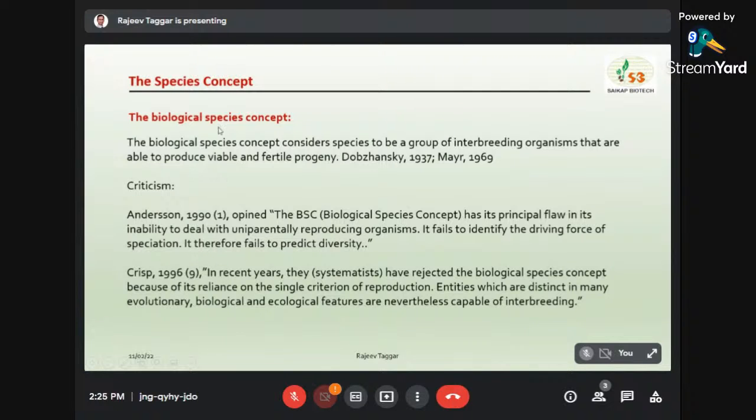So that means the biological criterion is just one criterion, but to say that species can be formed only on the basis of biological criteria, that is not the case. There are many other things which I can discuss with you, but let's concentrate more on DNA barcoding. The point is that the original definition which we thought was the correct one doesn't work.